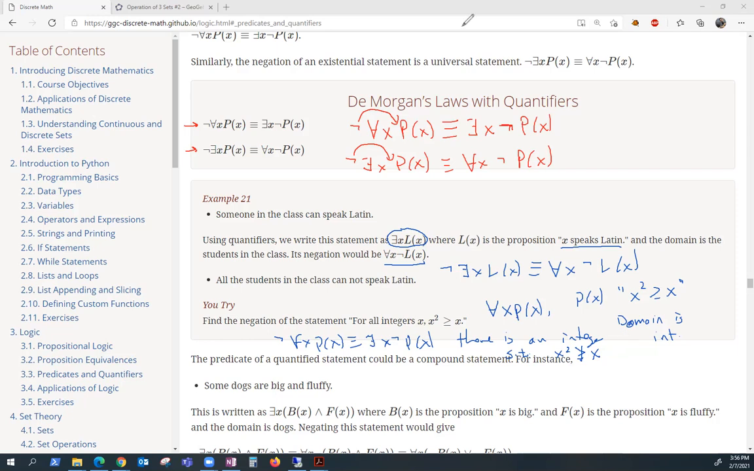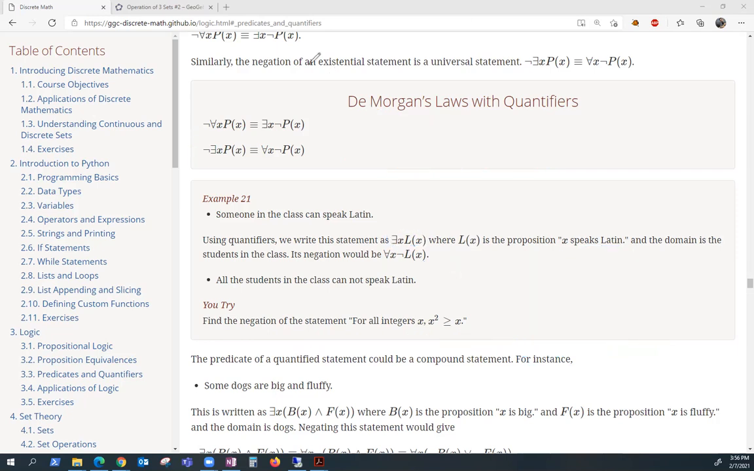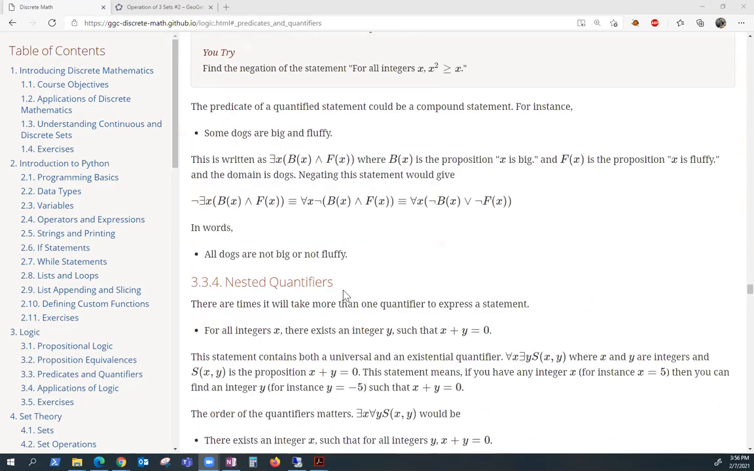Now, we can do this with compound statements. Consider this: some dogs are big and fluffy. We can write this as there exists an x such that b of x and f of x, where b of x is big, f of x is fluffy, and the domain is dogs. So saying some dogs are big and fluffy is there exists an x such that b of x and f of x. So how do you negate it?